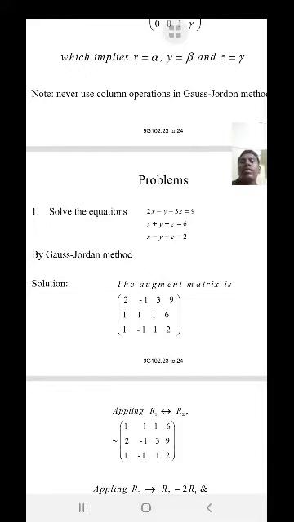See one problem, then you can easily understand these points. And here we need not remember any type of formula. That is the easiest method, we can say. So the question is: solve the equations 2x minus y plus 3z equals 9, x plus y plus z equals 6, x minus y plus z equals 2 by the Gauss-Jordan method.